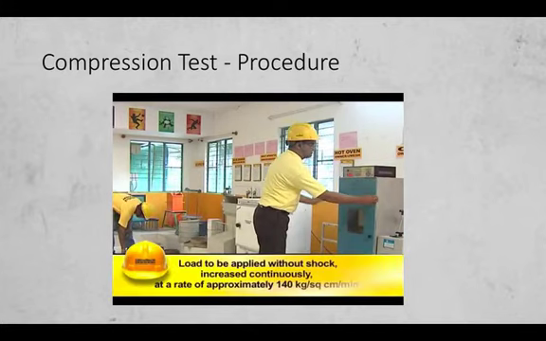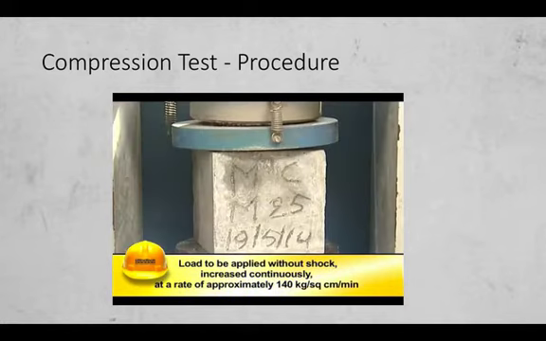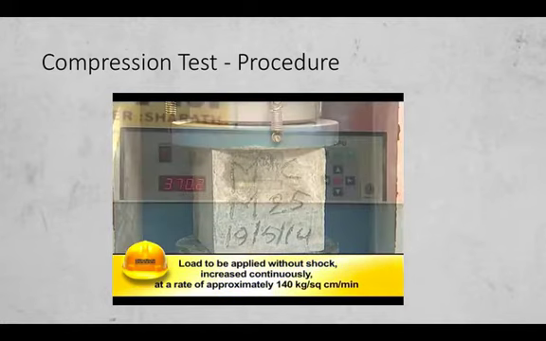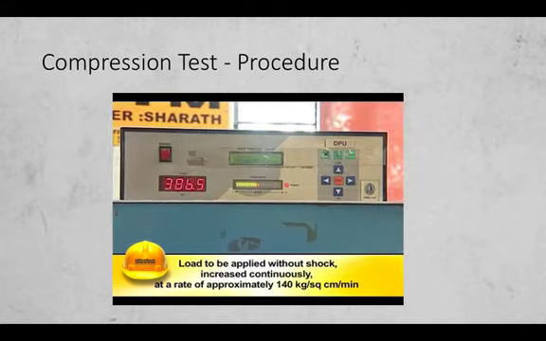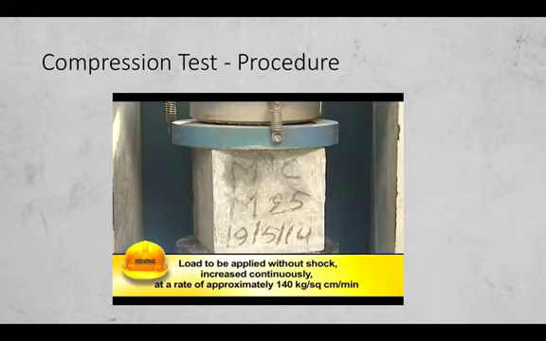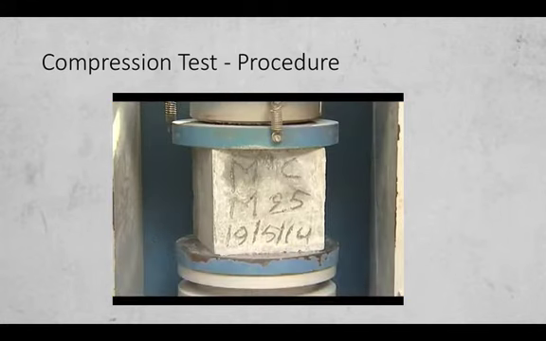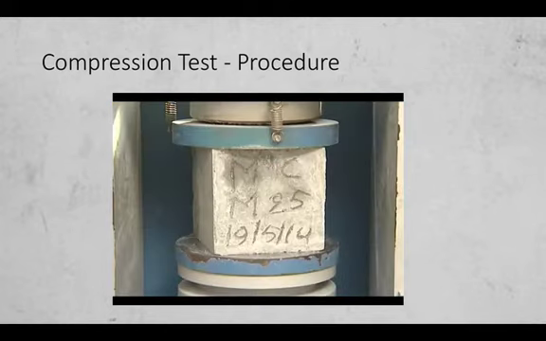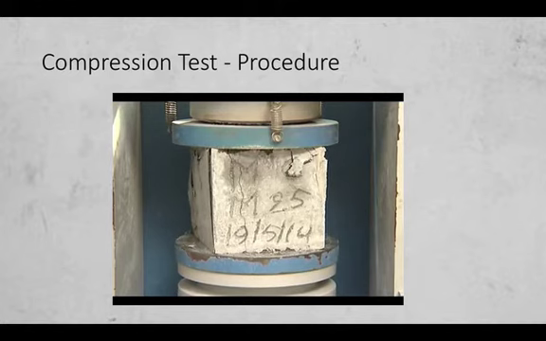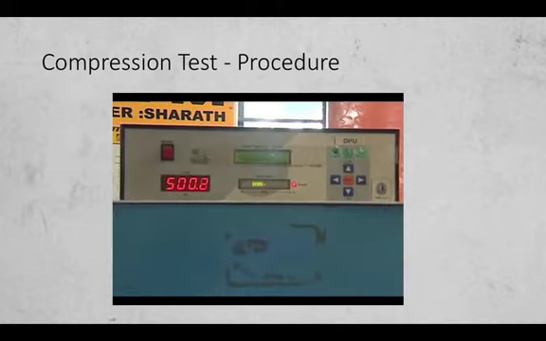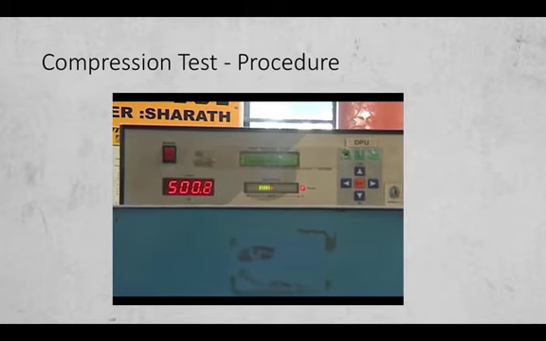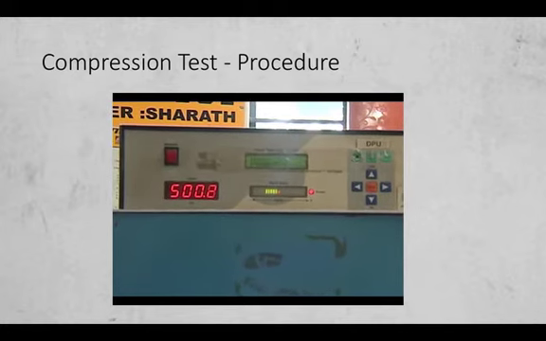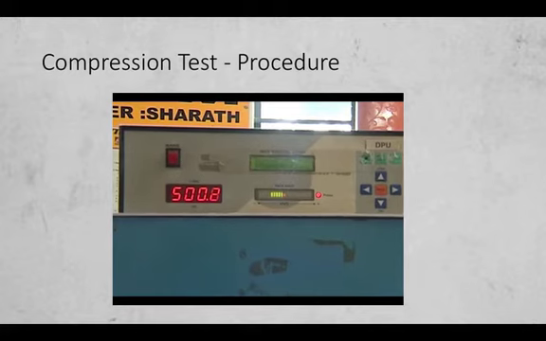The load should be applied without shock and increased continuously at a rate of approximately 140 kilograms per square centimeter per minute until the specimen breaks and no further load can be sustained. The maximum load applied to the specimen shall then be recorded. The strength is calculated by dividing the load on the cube at failure by the cross-sectional area.